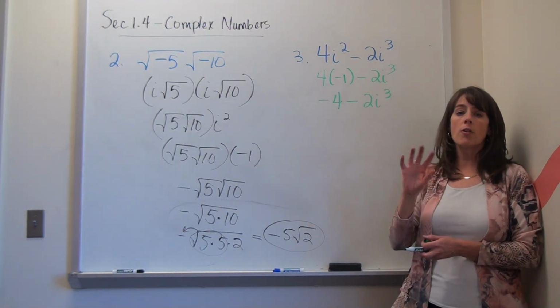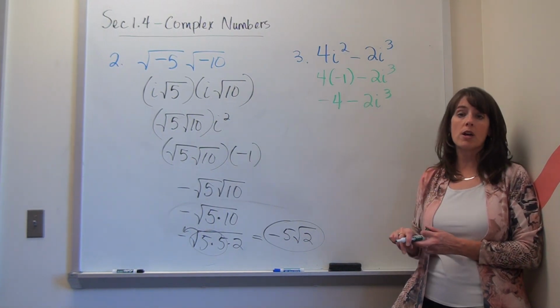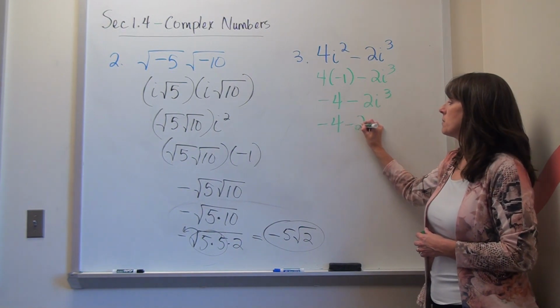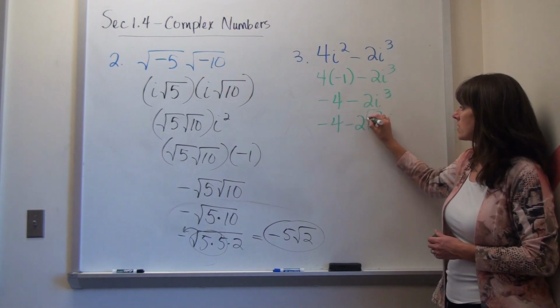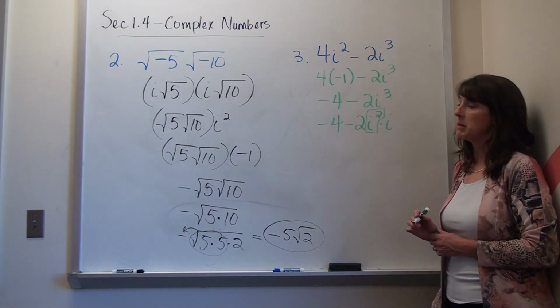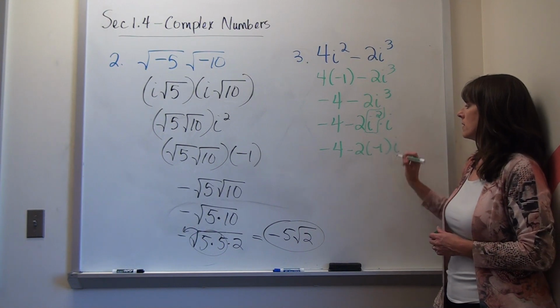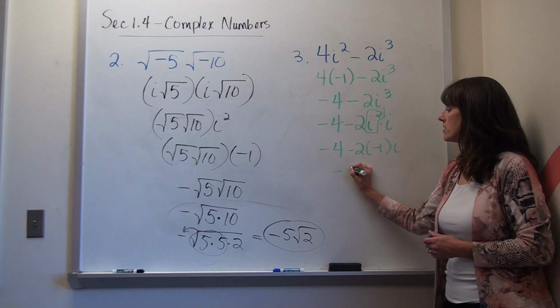Here's where I was saying all those patterns repeating every set of 4, I don't know those patterns. I just generate it because I know that i to the third is going to be the same thing as an i squared times an i. And I do know that this i squared right here is going to be a negative 1. And now I know that a negative 2 times a negative 1 will be a positive 2.